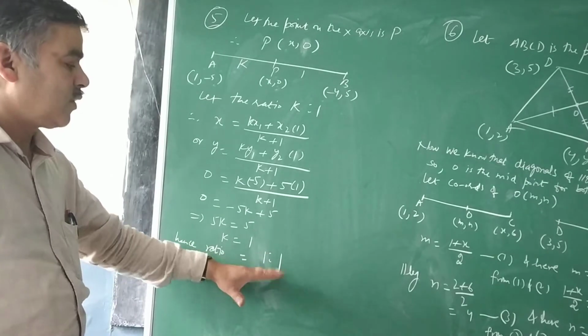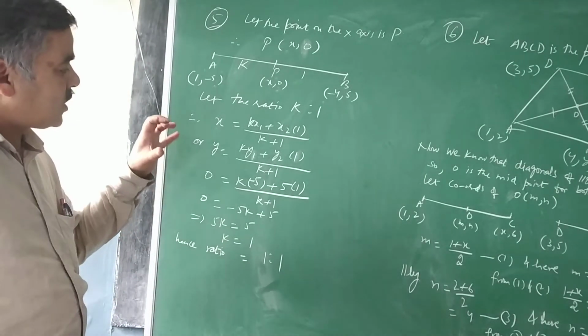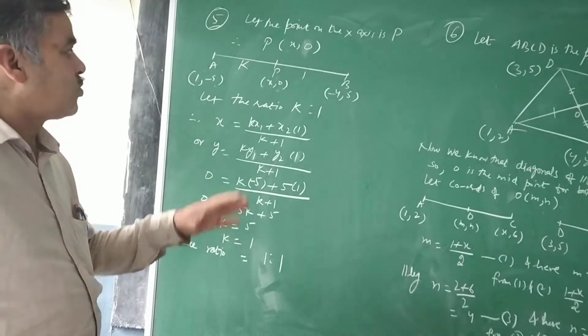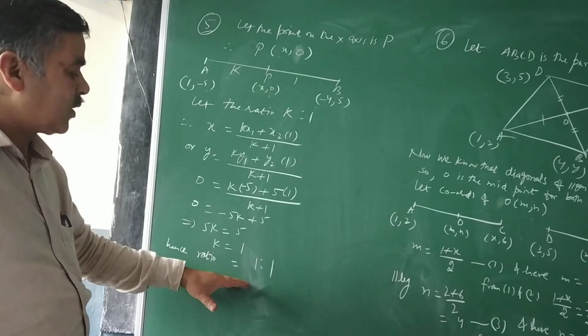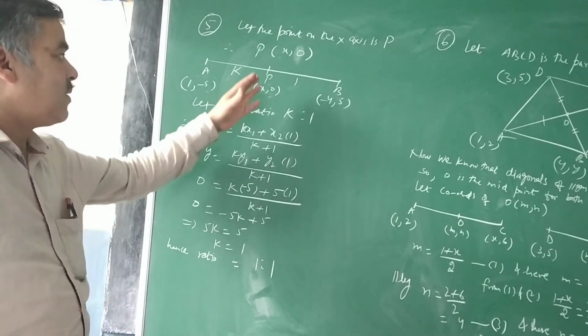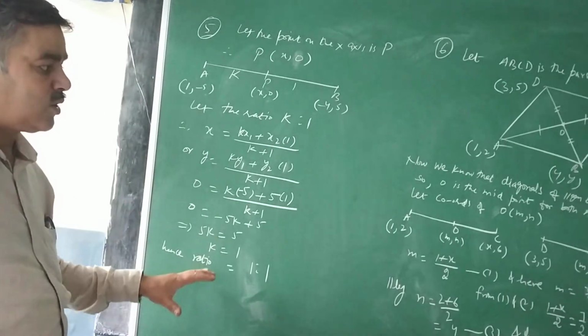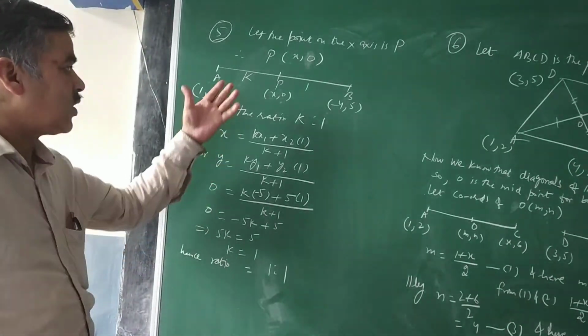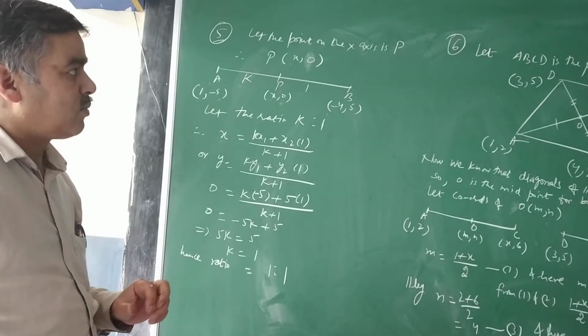So the required ratio will be equal to what? 1 ratio 1. So if he is asking to find the x coordinate also, you are free to apply the section formula. As you have calculated the ratio 1, which means it is the midpoint, you can use the midpoint formula also, that is there in your hands. So in both ways you can calculate the value of x also. So that's all about your question number 5.